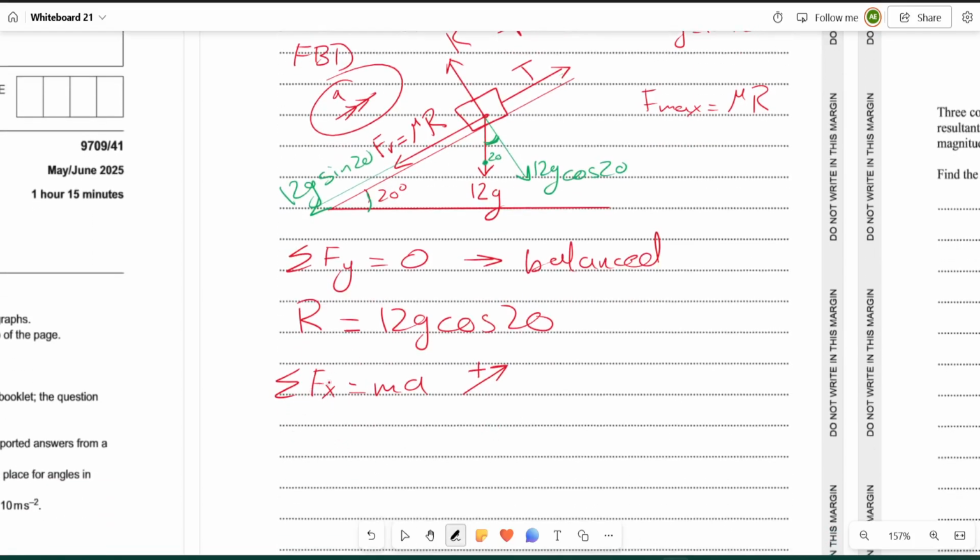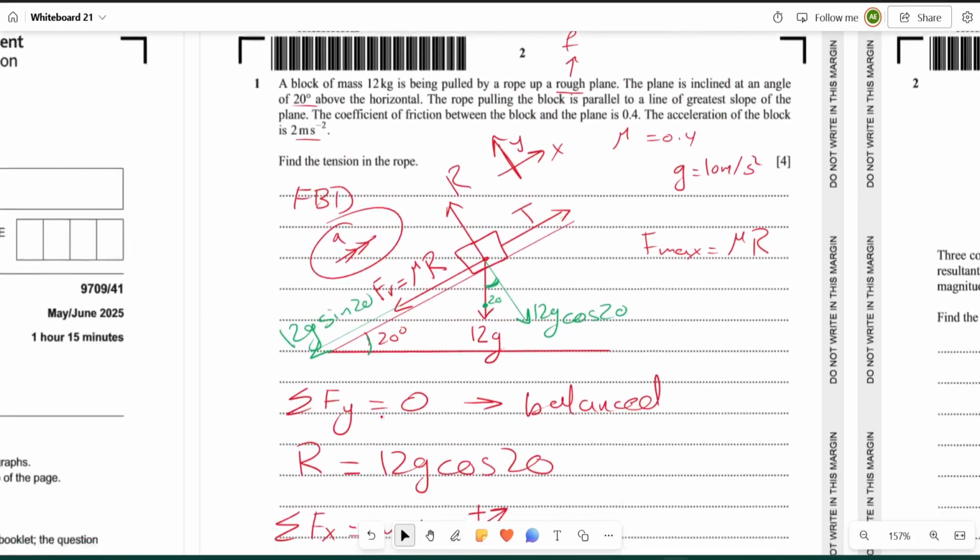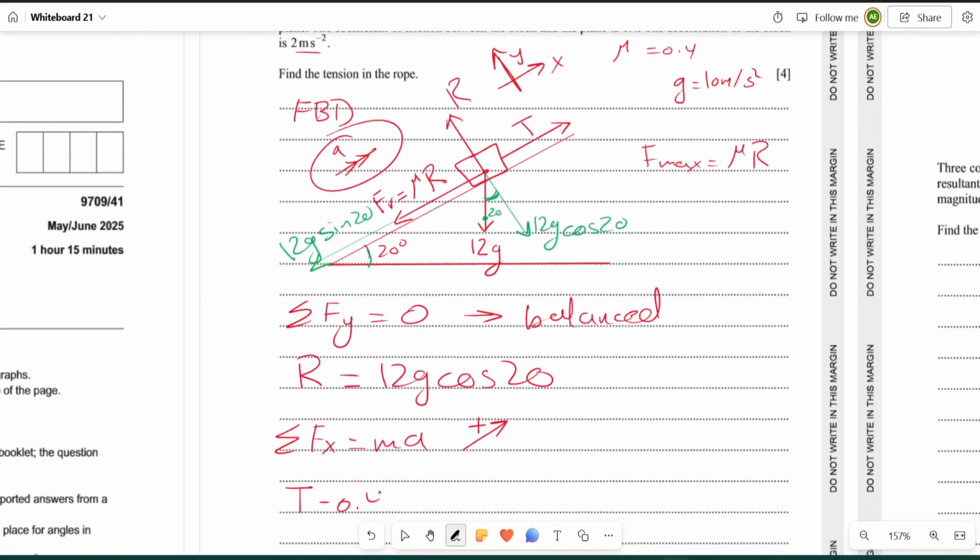So any force that's pointing upwards is going to be positive. This tension is up, so it's going to be plus tension. Any force down is going to be minus. So minus friction, which is mu. Mu was 0.4. So minus 0.4 multiplied by R. What is R? R I already got as 12g cosine 20 from my first equation. So let me just plug in 12g cosine 20. What else other than friction is going down? I have a 12g sine 20 going down, so it's going to be minus 12g sine 20. Do I have any other force in the x-axis? No, just these three forces.